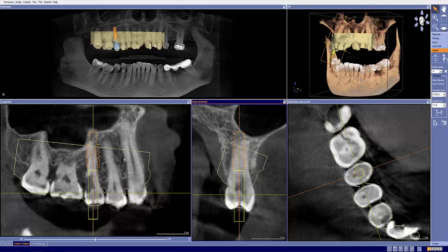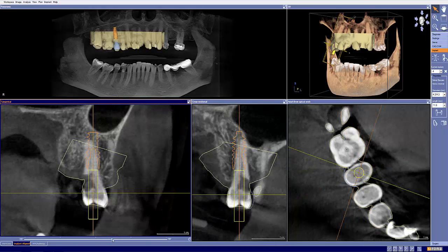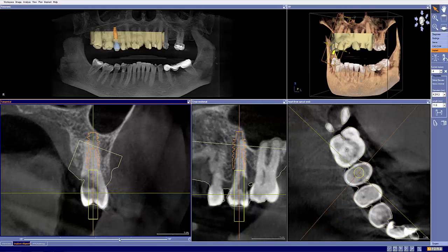One other thing to take a look at is the bone level discrepancy between the mesial of the tooth and the distal of the tooth right here. There looks to be some significant bone loss on this particular tooth. As we do a 360 view, we can see this vertical bone loss a little more clearly right here.